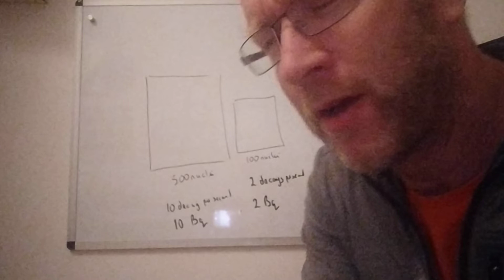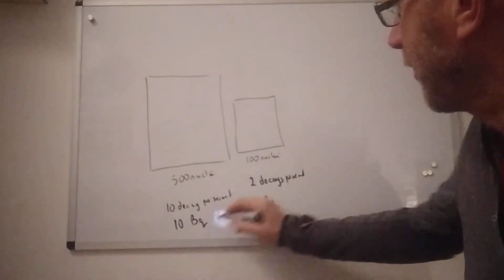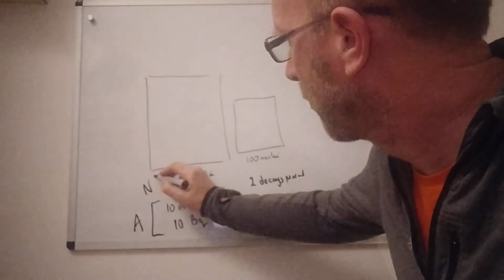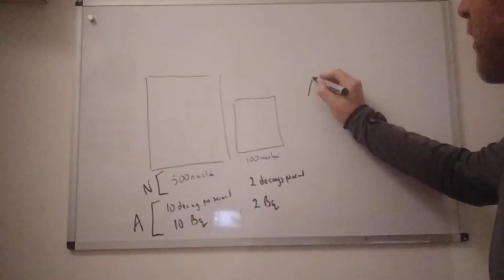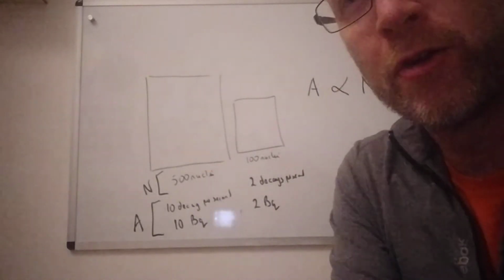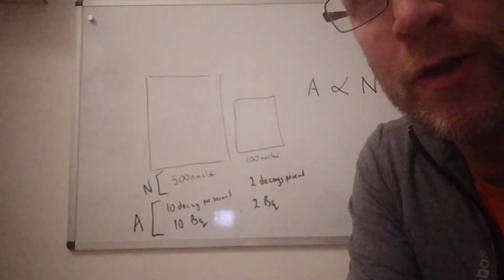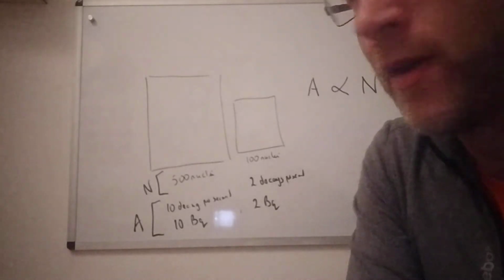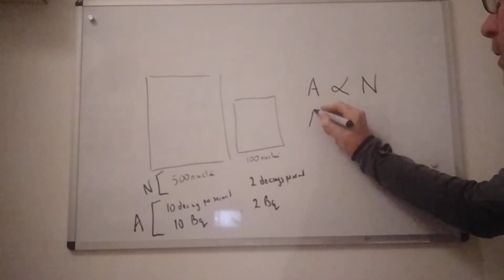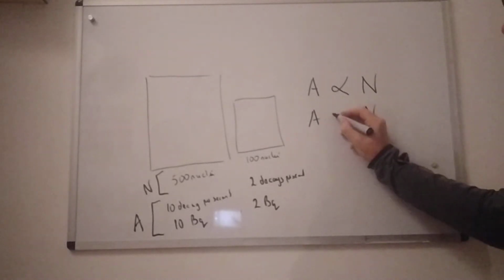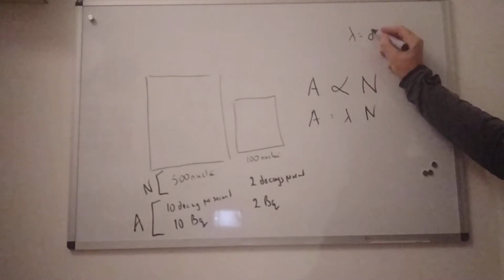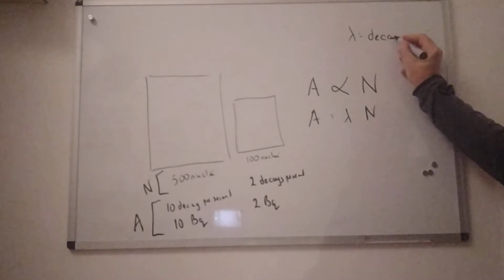And that's the law of radioactive decay. What it basically says is the activity, this is the activity, and this is the number of nuclei. The law of radioactive decay says the activity is proportional to the number of nuclei. In other words, if you have 20 times more nuclei, you have 20 times the activity, and so on. Now, if we have a proportionality, as we've looked at before, it's equal to a constant. And the constant is given the Greek symbol lambda, and it's called the decay constant.